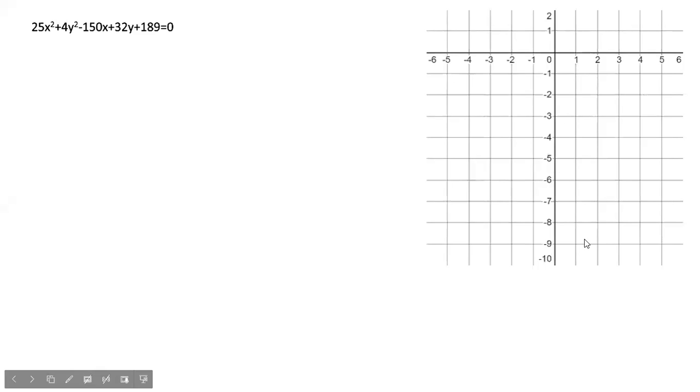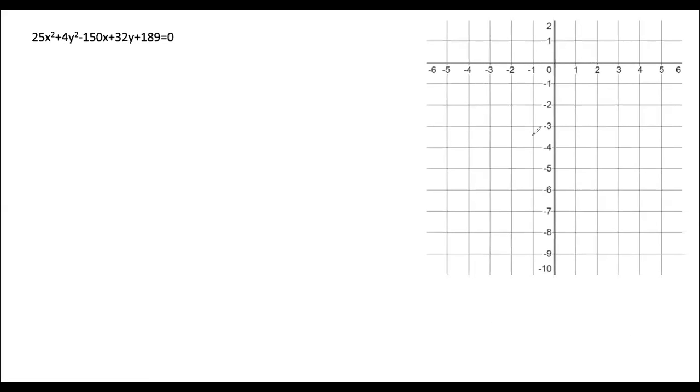I'm going to write my 25 and my 150 with my x's together. So 25x squared minus 150x. And then we have our y's, plus 4y squared plus 32y. And I'm going to subtract my 189 from both sides, so this is equal to negative 189.